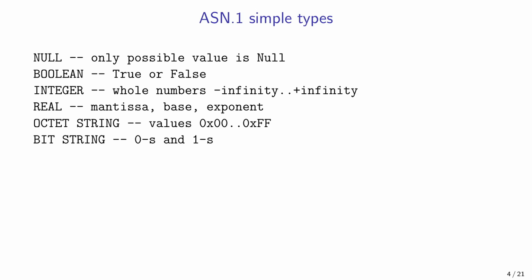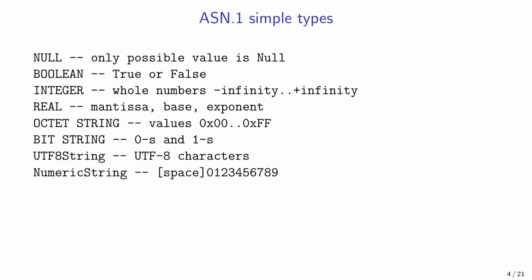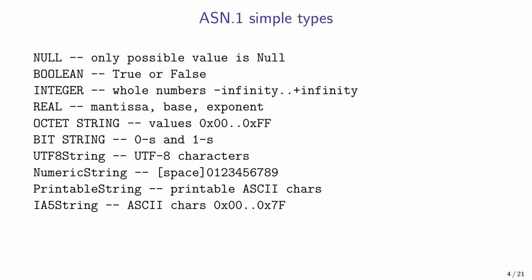This is useful if our bit strings are not full bytes, and hence we cannot use the octet string data type. UTF-8 string to store UTF-8 encoded Unicode characters. Numeric string for space and digits. Printable string for printable ASCII characters. IA5 string for ASCII characters in this specific range.